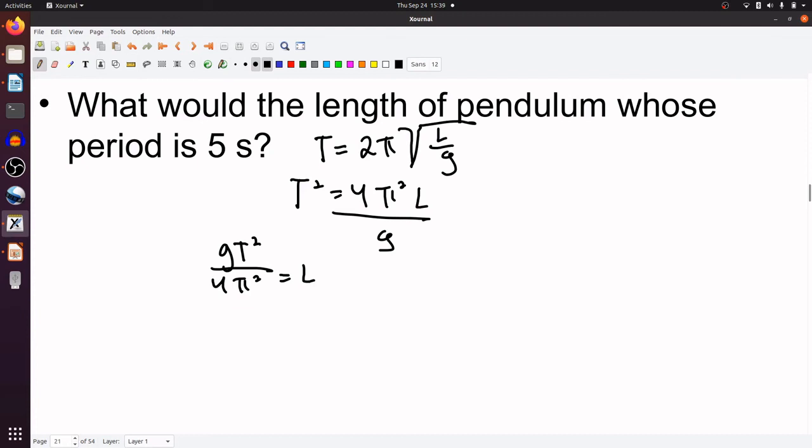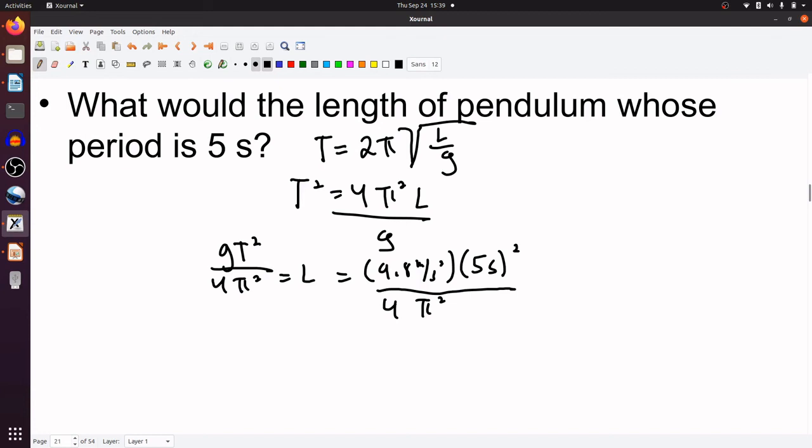So, plugging in numbers, this is 9.8 for g. The period is 5 seconds squared. And then divided by 4 pi squared. Okay, so I take 9.8 and I times that by 5 squared, not 5 log. And then I divide that by 4. Now, whenever you divide by pi, at least if I recall it still does it, I have not tested it in a while. I should maybe test it at some point.